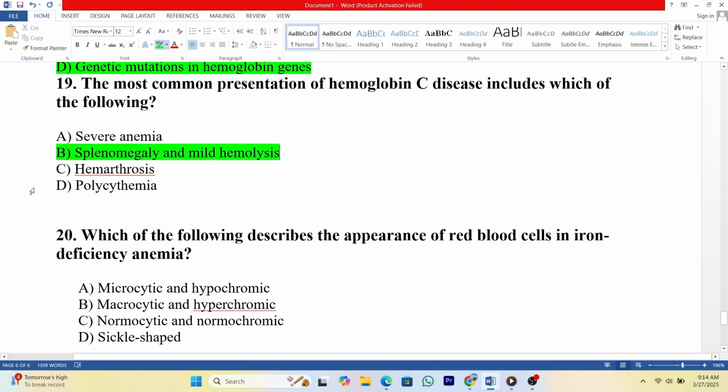20. Which of the following describes the appearance of red blood cells in iron deficiency anemia? A. Microcytic and hypochromic. B. Macrocytic and hyperchromic. C. Normocytic and normochromic. D. Sickle-shaped. Answer: A.